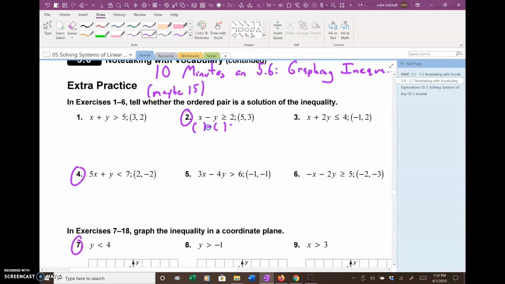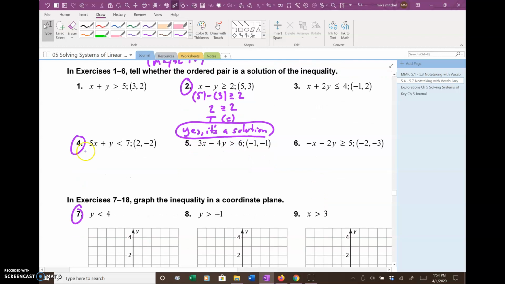Minus y greater than or equal to 2. That's 5 minus 3. 5 minus 3 is 2, greater than or equal to 2. This is true because it's an equals here. So yes, it's a solution. And that would be our answer.